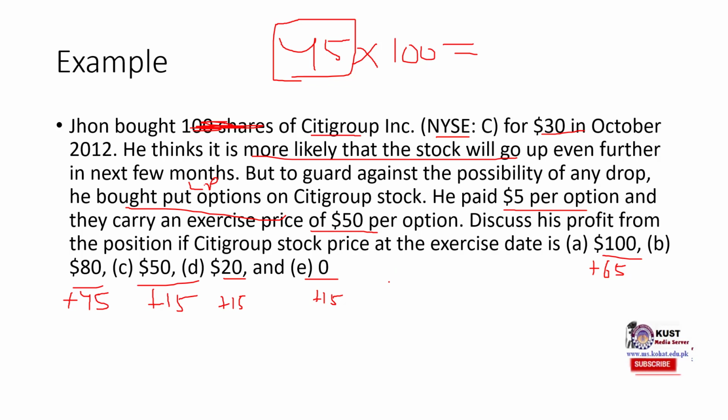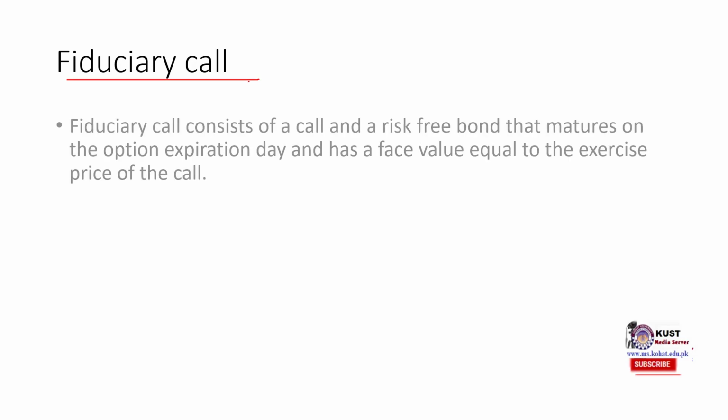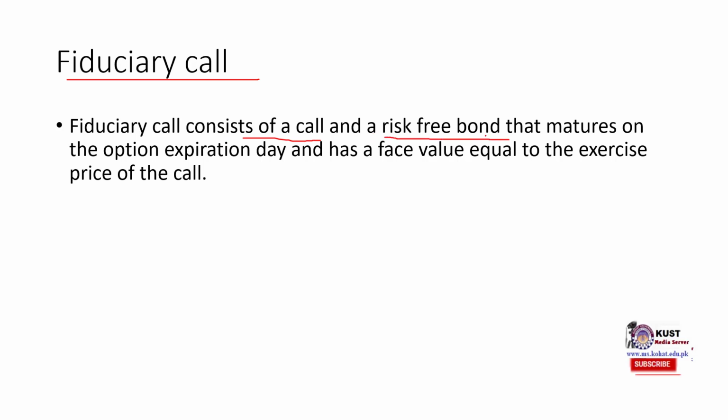Okay, so moving on to the next strategy, which is the last strategy that we are going to cover in this lecture, the fiduciary call strategy. In fiduciary call, we buy a call option and at the same time we enter into a risk-free bond. So we have two positions: buying a call option, so it is a long call, and then we buy a risk-free bond.